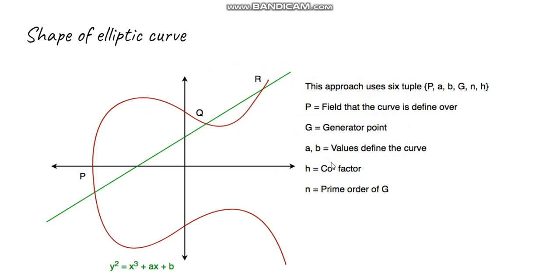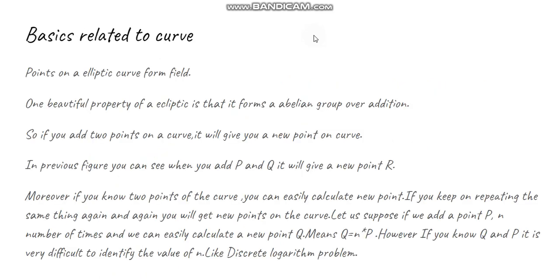So we will use this property for defining encryption and decryption, and this elliptic curve cryptography can also be used for sharing keys. So let us see. The basics related to the curve: points on an elliptic curve form a field. One very beautiful property of an elliptic curve is that it forms an abelian group over addition. So if you add 2 points on a curve, it will give you a new point. In the previous figure, you can see when you add P and Q, it gives you R.